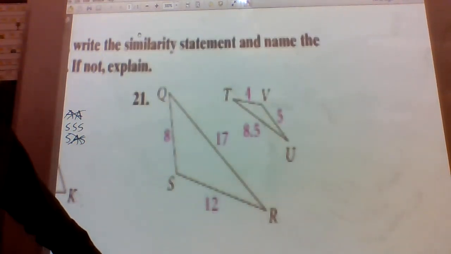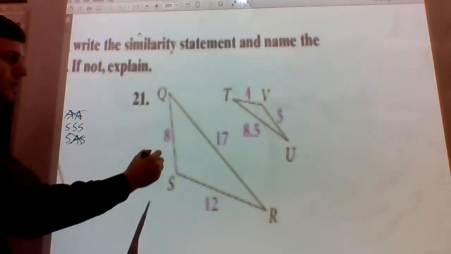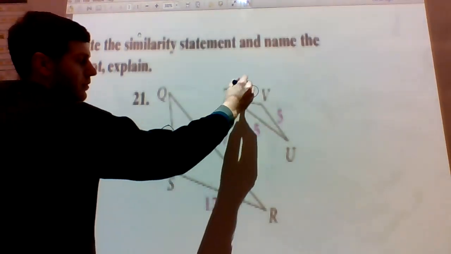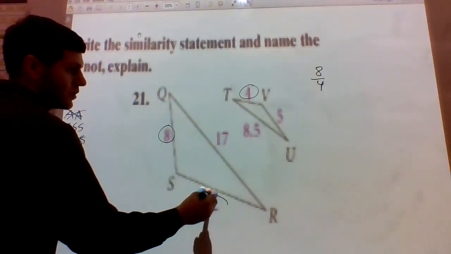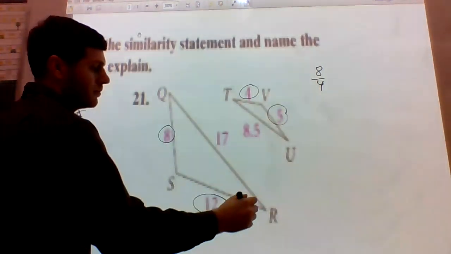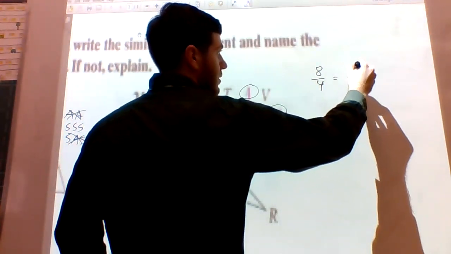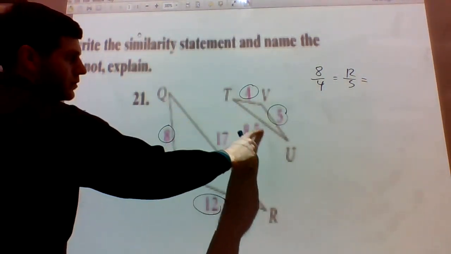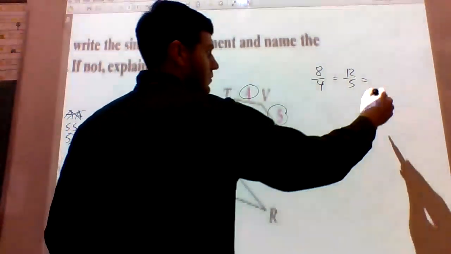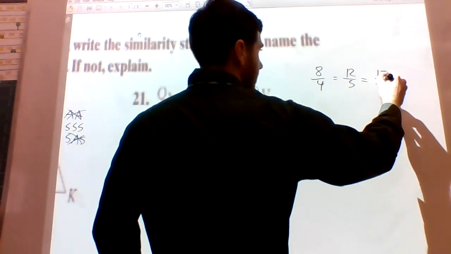If these are going to be similar, the small sides are going to match up. So QS is going to match up with TV, which is 8 over 4. The middle numbers, which are 12 and 5, are going to correspond, and then QR is going to correspond to TU. They're the 2 longest sides, so 17 over 8.5.